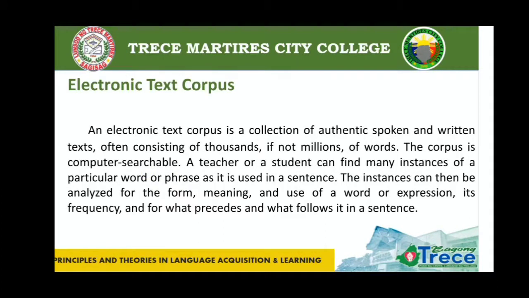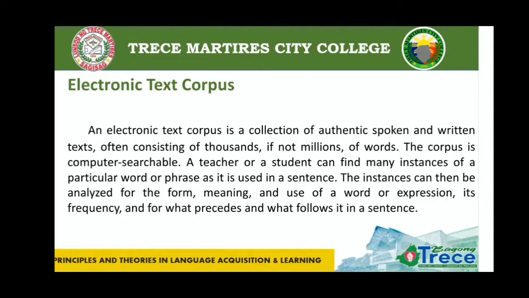Then last, electronic text corpus. An electronic text corpus is a collection of authentic spoken and written text, often consisting of thousands, if not millions, of words. The corpus is computer searchable. The teachers or students can find many instances of a particular word or phrase as it is used in a sentence. The instances can then be analyzed for the form, meaning, and use of words or expressions, its frequency, and for what precedes and what follows it in a sentence.